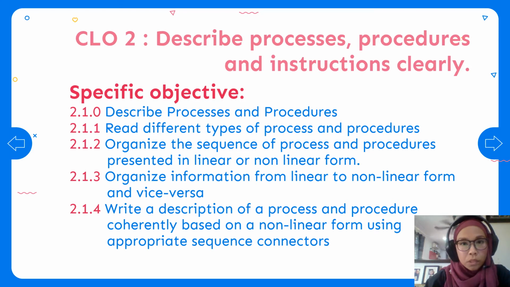What are we going to look at in this unit? In this unit you are going to describe process and procedure, read different types of process and procedures, organize the sequence of process and procedures, and also organize information from linear to nonlinear, and write a description of a process and procedure. And yesterday you did the writing description of a simple process and procedure, as I requested you to do.